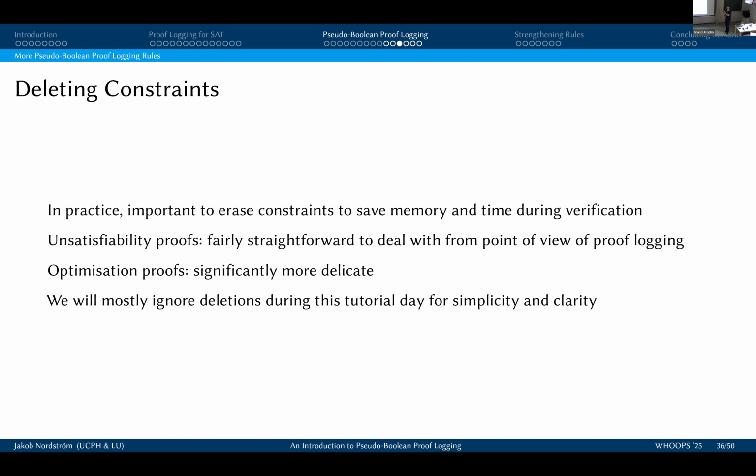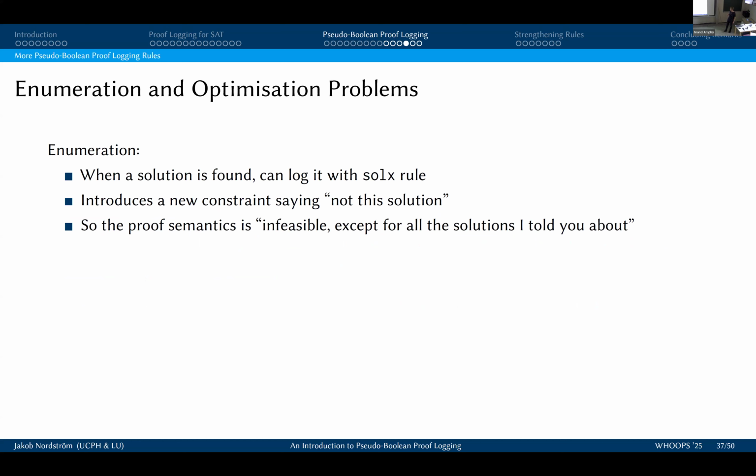But basically, it's not a problem, but it's a little bit more complicated than you would like for optimization problems. Talking about optimization problems and enumeration problems, if you have an enumeration problem, then there's a rule that basically says, I found a solution, please exclude it. Then the proof checker will check that this is indeed a solution, and then it will introduce a new clause or constraint saying, please don't ever show me this solution again.